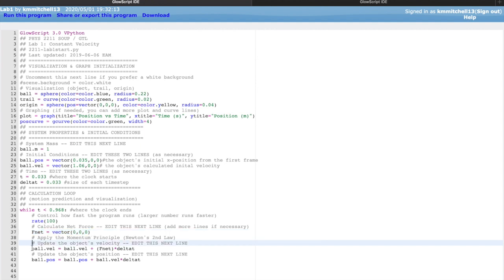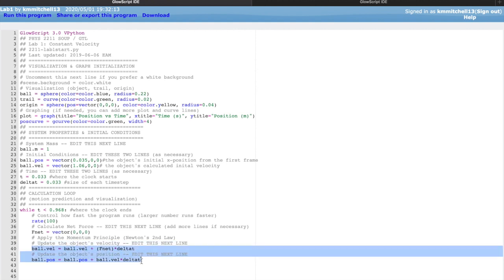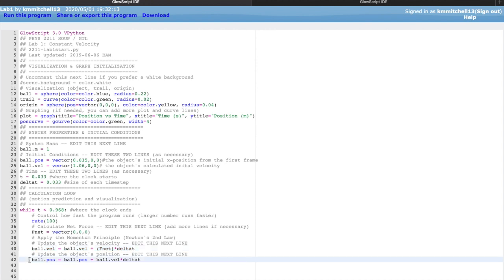I then used the momentum principle to update both the velocity and the position of the object, and I translated the following equations into the equations for Glowscript, where the final velocity of the ball was calculated by adding the initial velocity to the net force times change in time. And from here, you then find the final position by adding the initial position of the ball to the average velocity times change in time. But in this case, we just use the final velocity.